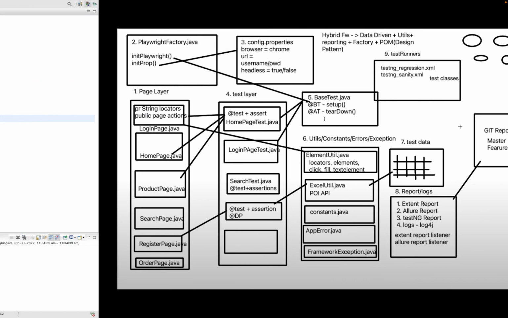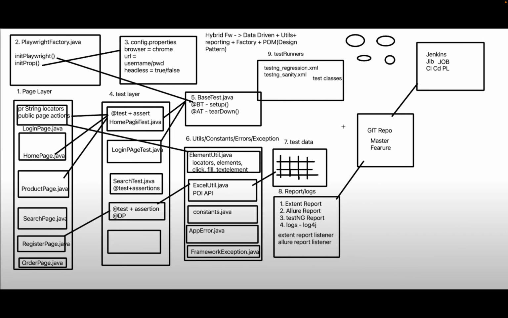In the last video, what we have seen is that we created one test class and one page class. We created PlaywrightFactory.java, config.properties, and a base test also. And then finally, we created one runner file also. With the help of the regression.xml file, we were able to run our test cases. Now let's proceed further. Let's create another page today.